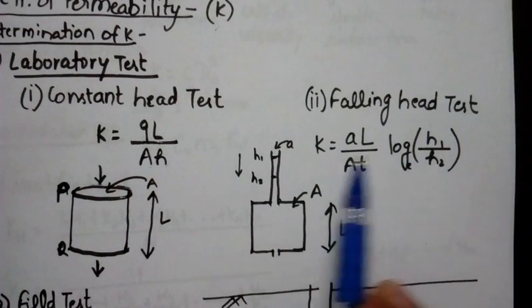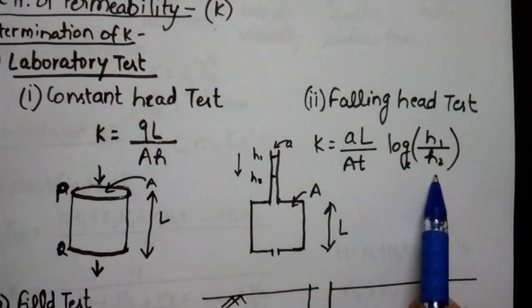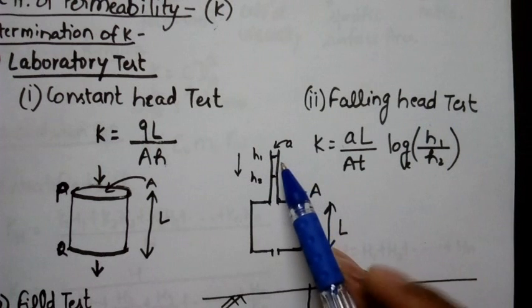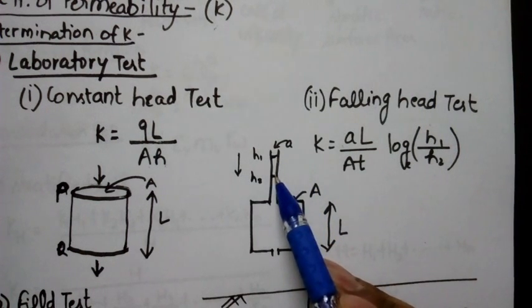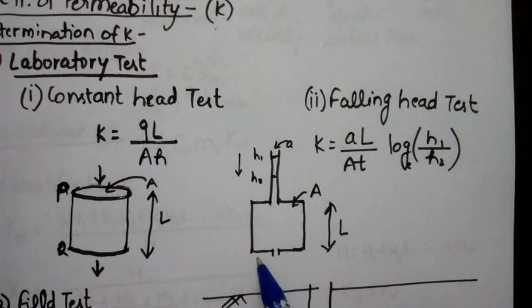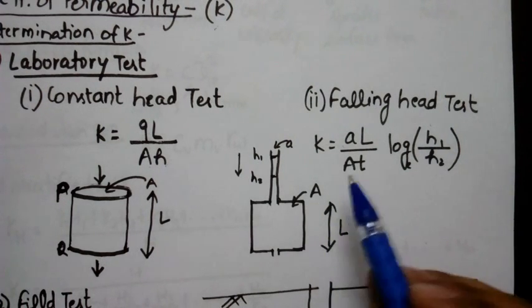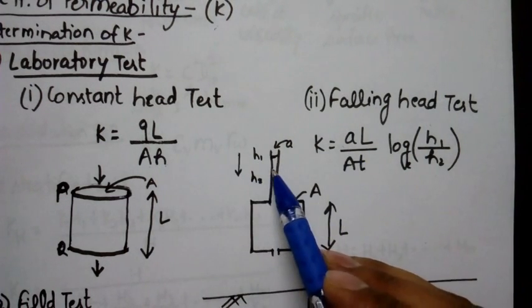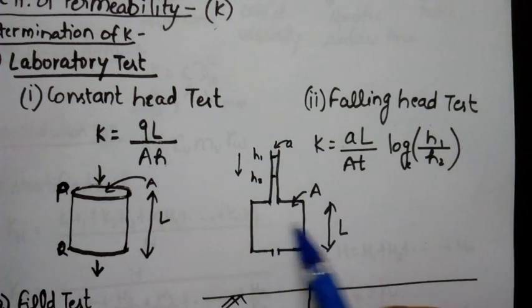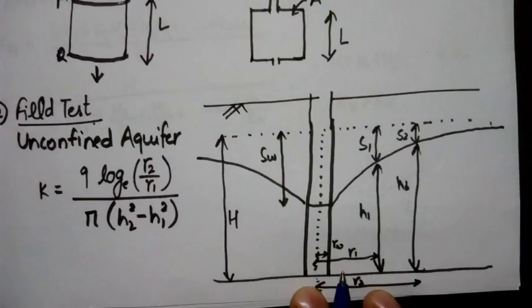In the falling head test, we have K equal to aL upon At log of h1 upon h2. In this, we allow the flow from h1 height to h2 height while passing through the sample of length L. Small a is the cross section area of this tube in which we fill the water, and capital A is the cross section area of the soil.